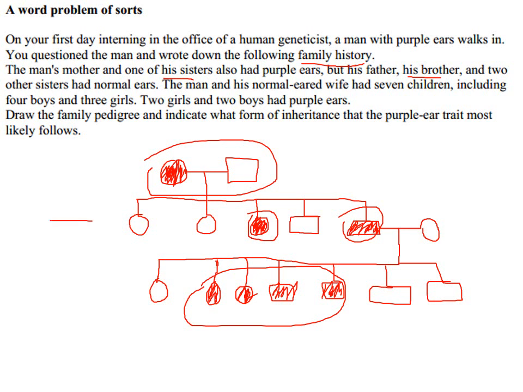And the other thing is, you'll notice that the condition didn't seem to skip any generations at all. So because the condition didn't seem to skip any generations, even though it could be recessive, the fact that it didn't skip generations probably means that it is a dominant condition. So you could support both recessive and dominant. Dominant would be the better approach in this case, just because it didn't skip a generation in this situation here.